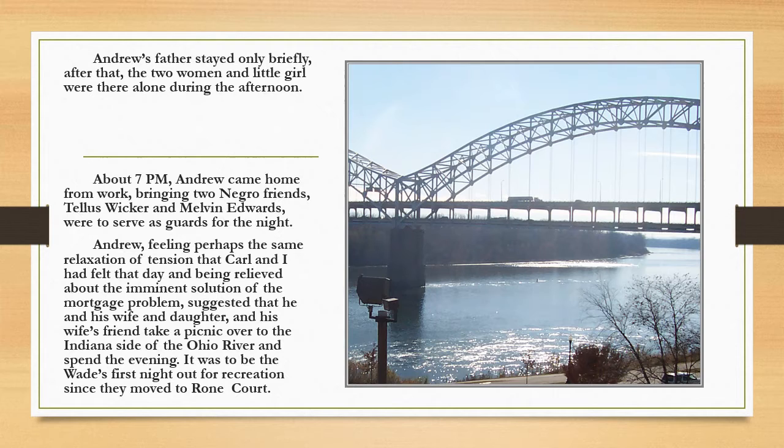Andrew's father stayed only briefly. After that, the 2 women and little girl were there alone during the afternoon. About 7 p.m., Andrew came home from work, bringing 2 Negro friends, Tellis Wicker and Melvin Edwards, who were to serve as guards for the night.